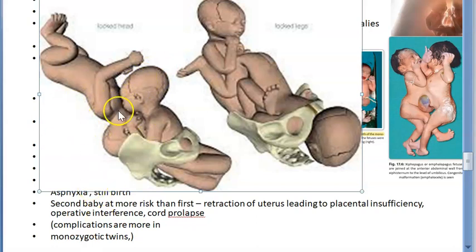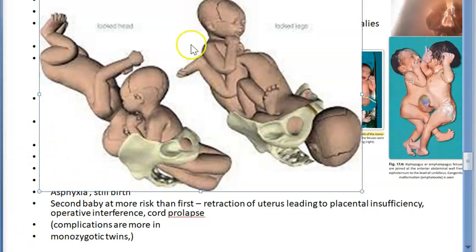Okay? Decapitation of the first baby, if already dead. Okay, they'll have to do that. If it's already dead, they'll have to decapitate the first baby so that they can push this decapitated head and make way for the delivery of the second baby. And then after that, they will remove the decapitated head. So, sounds scary, isn't it? So, at least they'll try to save one baby.